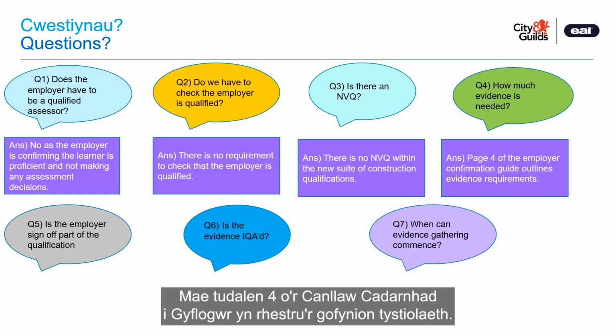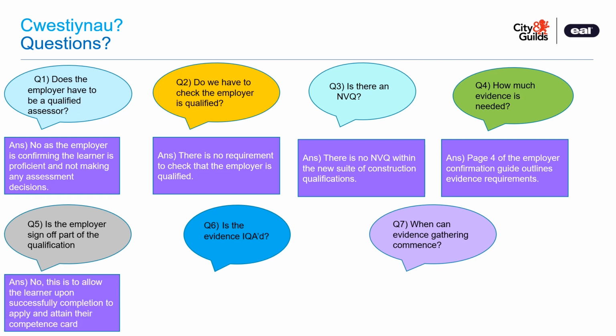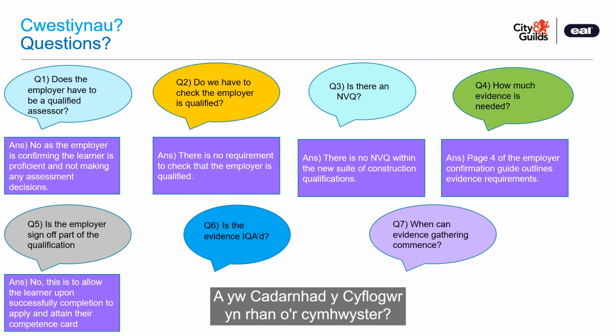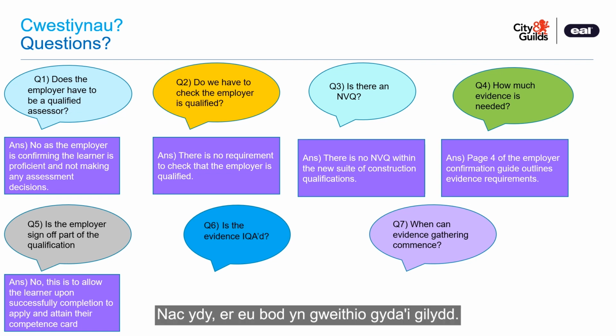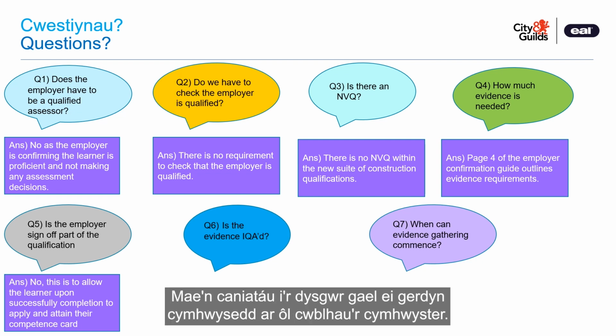Page 4 of the Employee Confirmation Guide outlines what the evidence requirements are, and in previous videos we've also listed the evidence requirements as well. Is the employer sign-off part of the qualification? Essentially no, although they do work hand in hand together. The employer sign-off or employee confirmation guide sign-off is not an official part of the qualification. That is there to allow the learner to successfully obtain their relevant competency card once they have completed.